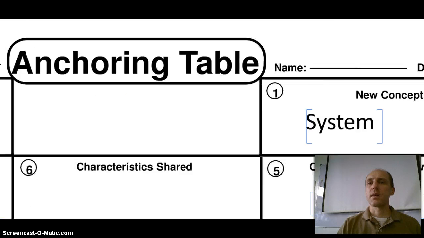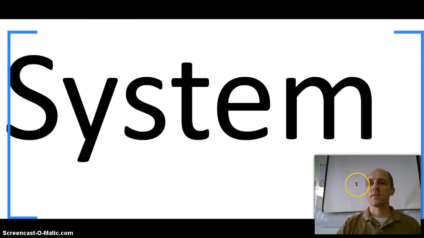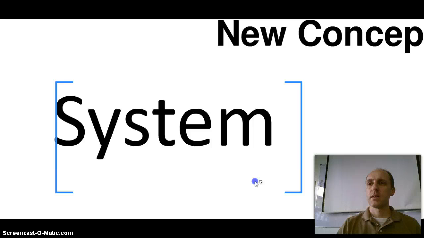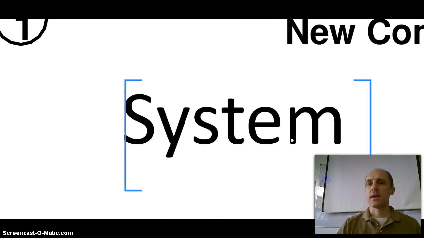Okay, then with the new concept, which we're putting in this box labeled new concept, write the word system. We've used that term a lot when we talk about the human body systems, but now I want you to see why it is that we use that word and kind of what it means within the context of what we're studying.